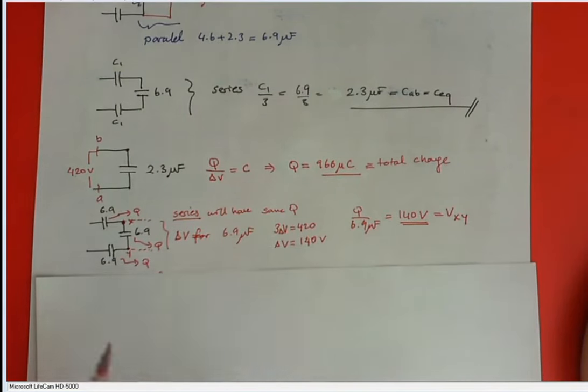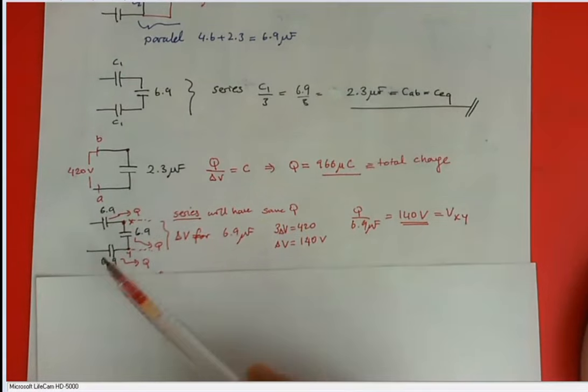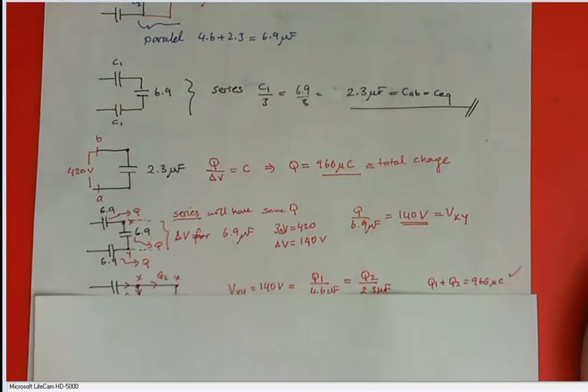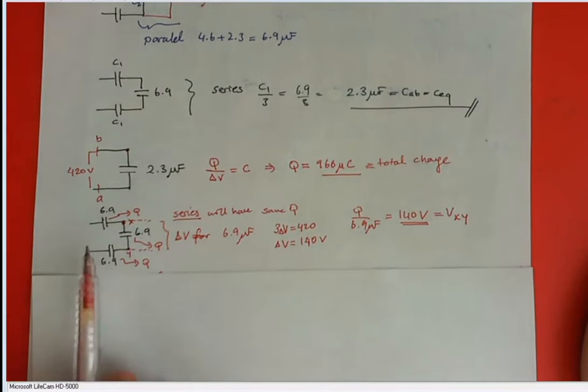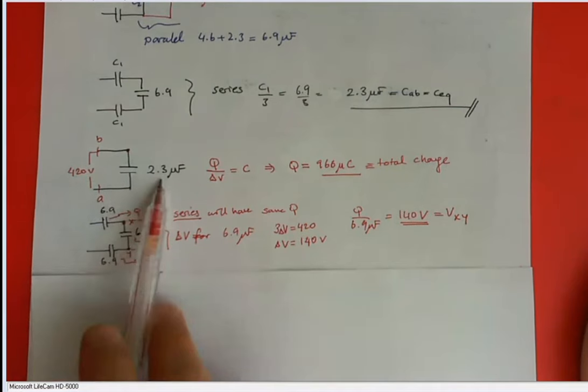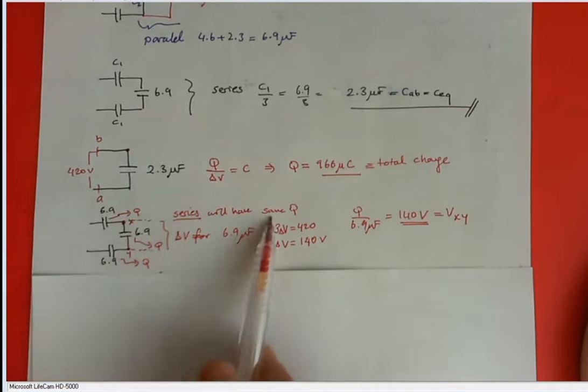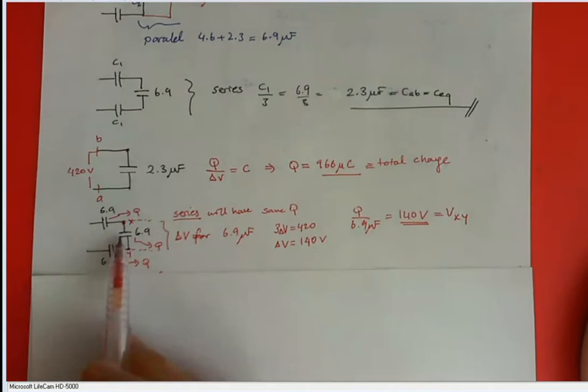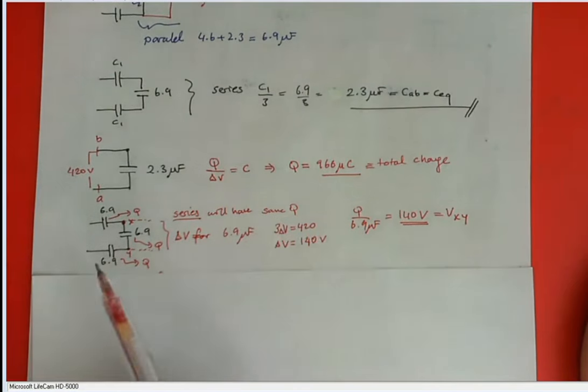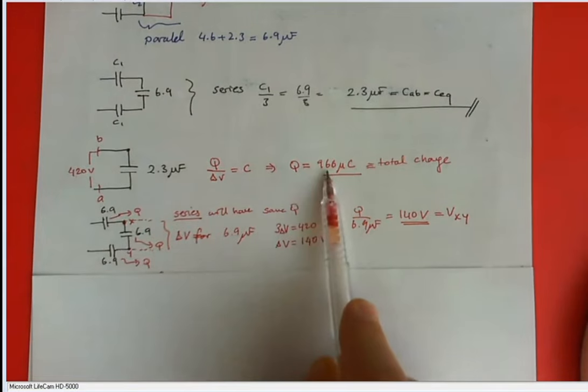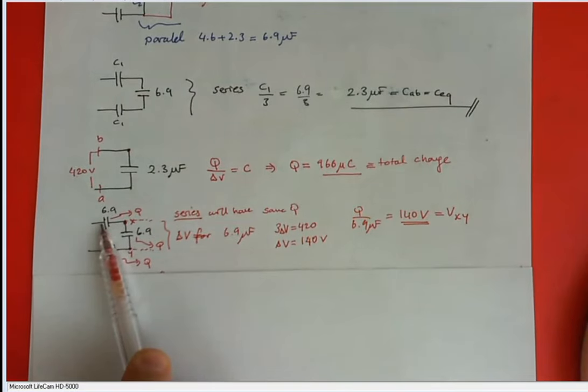So next, we're going to go back. The way we do it is we go back step by step and put the charges on each capacitor. In this part, how did we figure this out? We said these three are in series, and that's how we got that. In series, the capacitors always have the same charge, right? So the total charge 966 will be the same: 966, 966, and 966 here.